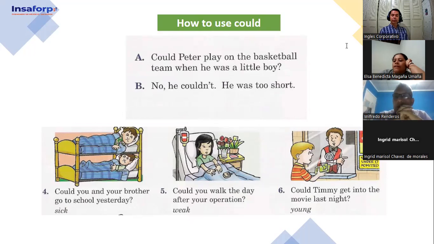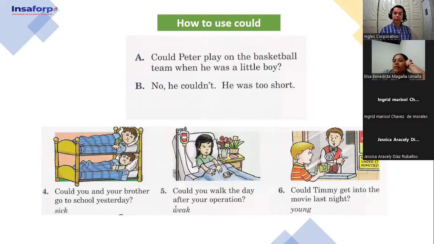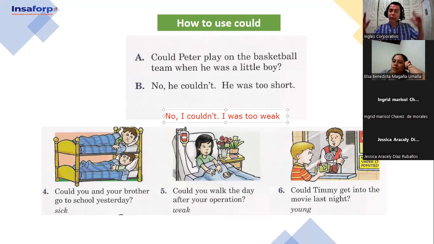Number five. Could you walk the day after your operation? No, I couldn't. She was. I couldn't. She was. I was weak. Two weeks. Okay. Again, look, I will copy. Wait. Here, right? It says, no. I couldn't. I was too weak, right? Understand? I was too weak. Yes, teacher.